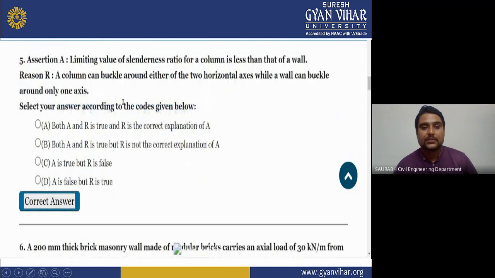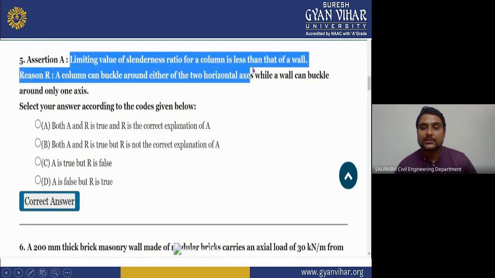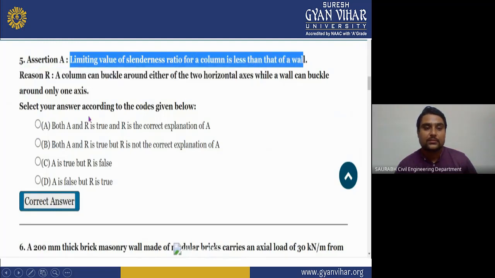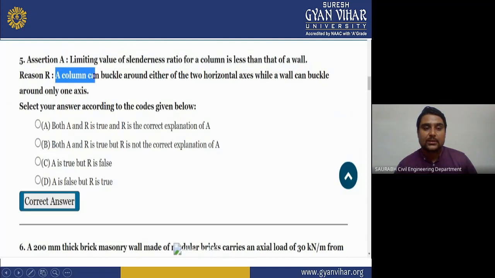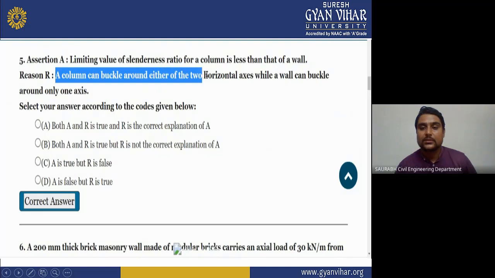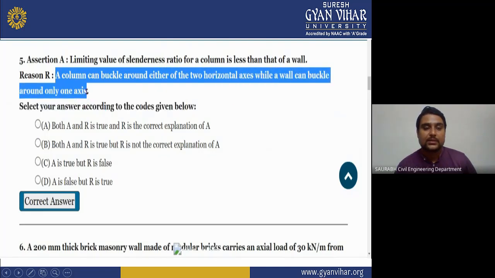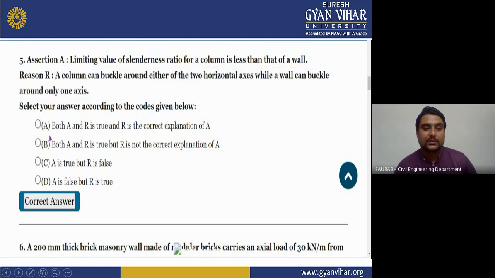These types of questions come in the GATE exams, because now in GATE exams there is no MCQ question. These types of questions will come. That's why these questions are very important. Assertion: the limiting value of slenderness ratio for a column is less than that of a wall. Reason: a column can buckle around either of the two horizontal axes, while a wall can buckle around only one axis. You have to select one answer here.